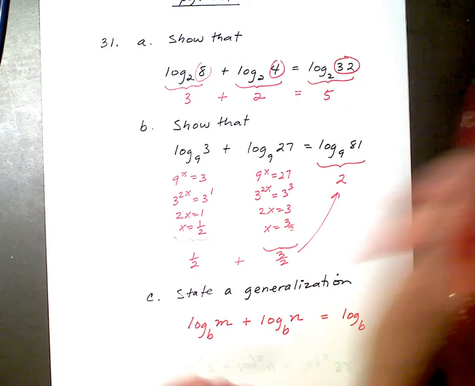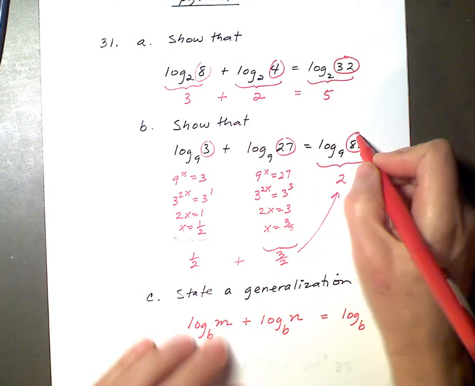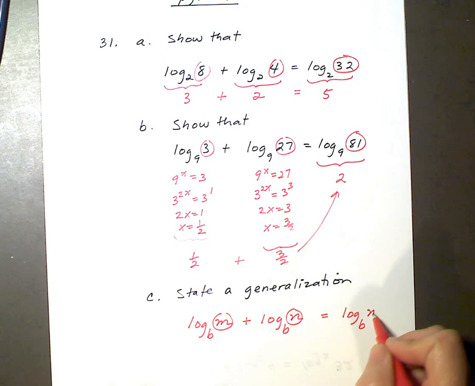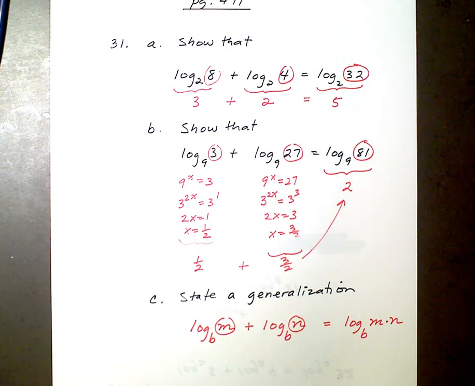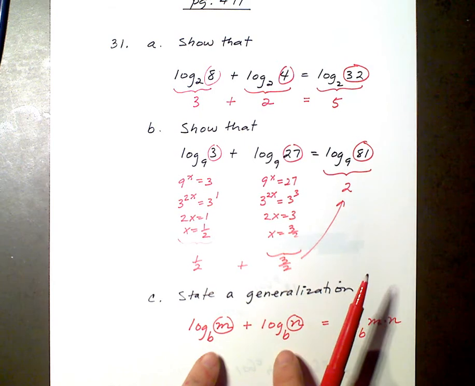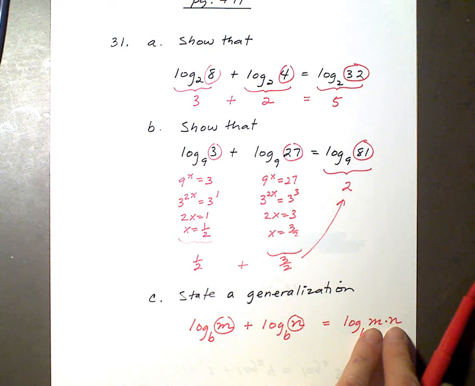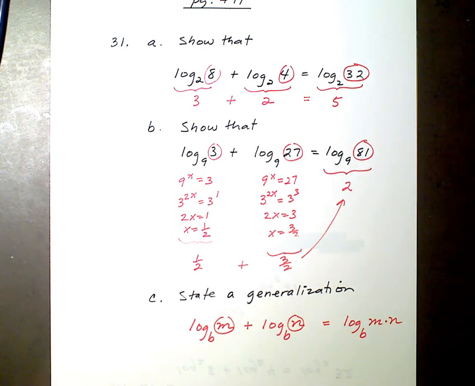And in this case, 3 times 27 is 81. So I think m times n, whatever those two are, I will get that product of m times n. So it's just saying that when I'm adding exponents with the same base, I can multiply those numbers together to get this. So that actually is one of the properties of exponents, and we'll learn more about it in later lessons.